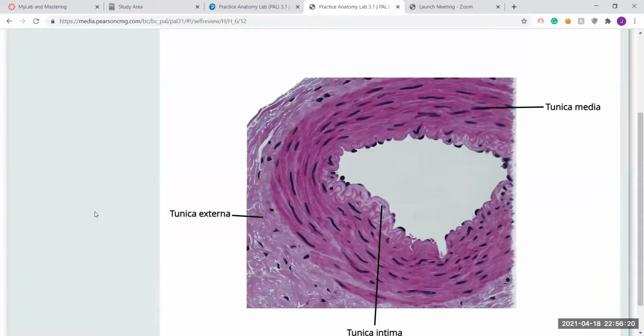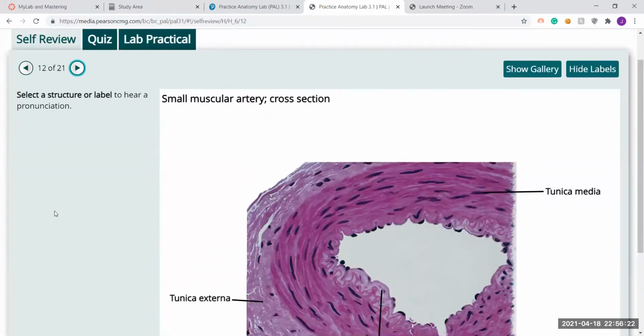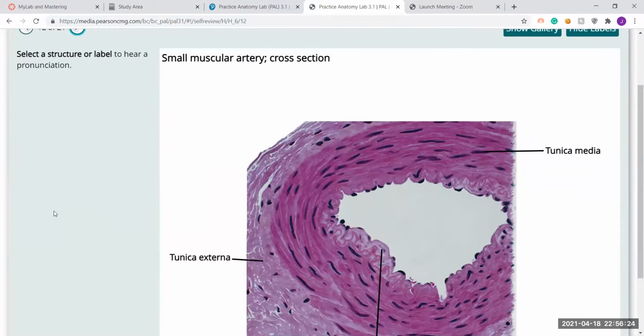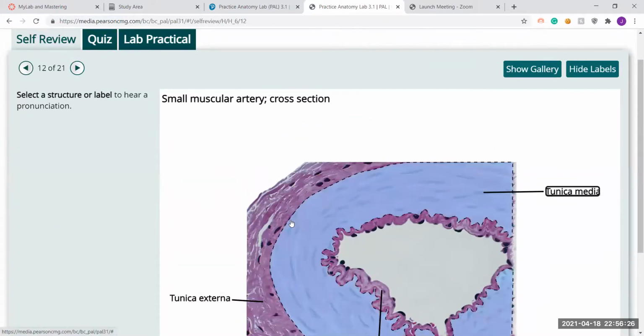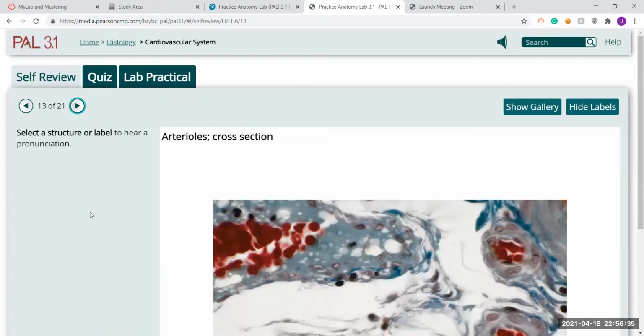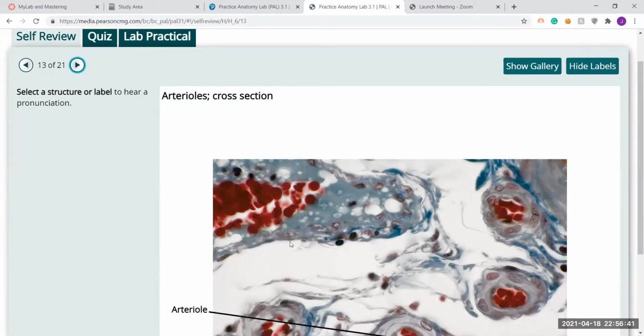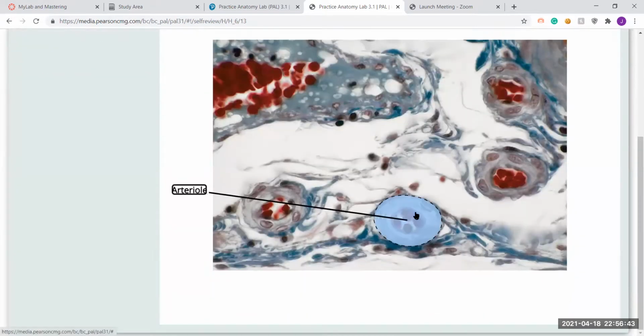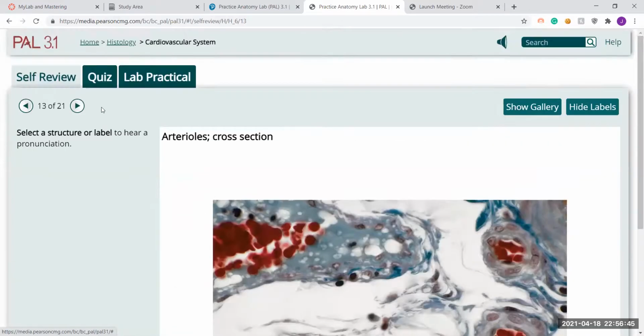Again, the tunica media, tunica externa, and tunica intima. This is the cross section of a smaller artery. You can see the amount of elastic fiber is getting less, and smooth muscles are still there. Arterioles are the smaller arteries, and you can see their walls are getting smaller and smaller.